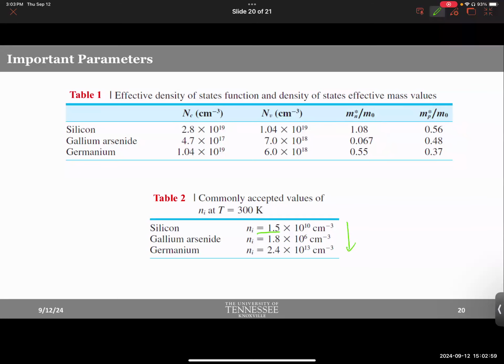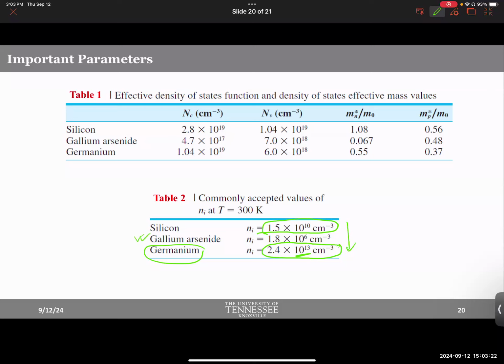Let's see. For silicon, the intrinsic carrier concentration is 10 raised to 10. For germanium, it's much higher, about 3 orders higher. So intrinsically, germanium is prone to creating more free carriers than silicon. So it looks promising, right? Well, just keep that in mind. There might be other challenges, and we'll cover them at some point.